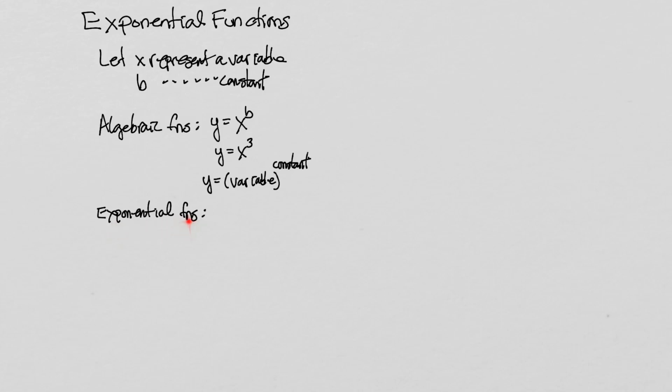Now, exponential functions, on the other hand, here's what we're going to do. We're going to take this algebraic function and just switch the order of these. So instead of x to the b, what we're going to have is b to the x. So in this case now, the variable appears in the exponent. Here's an example: instead of x to the 3, we will have 3 to the x. So we have this form here, y equals a constant raised to a variable.